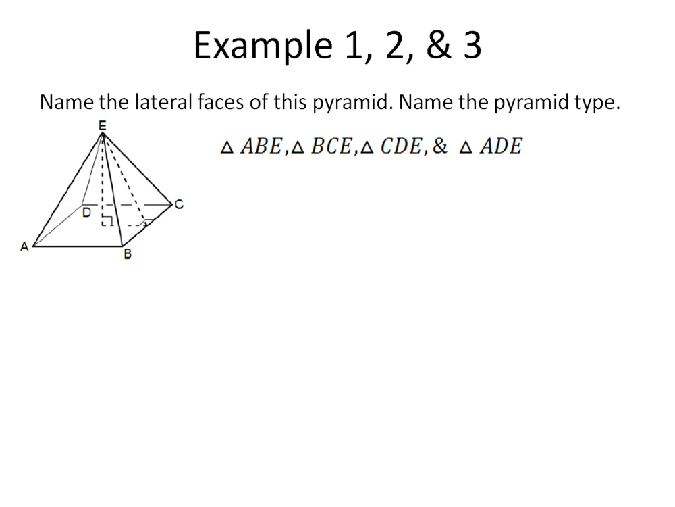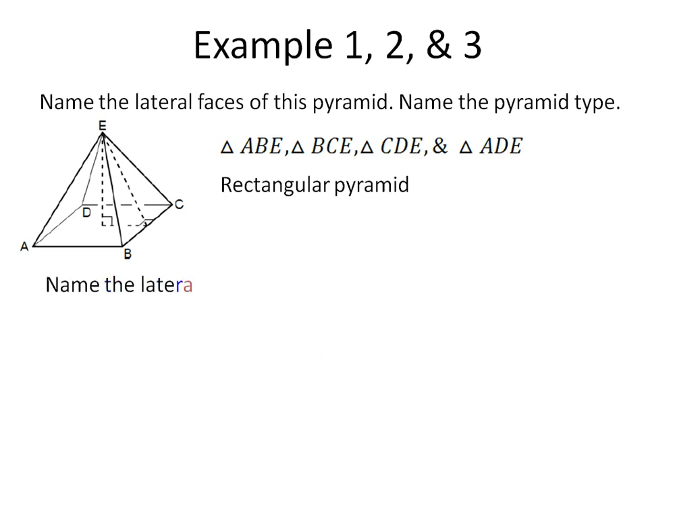Notice that since it is a square pyramid or rectangular pyramid, because we don't know for sure if it's square, then we have 4 triangular faces, one for each side of the rectangle. Okay, they want us to name the pyramid type. The pyramid type is a rectangular pyramid, named for the shape of the base.